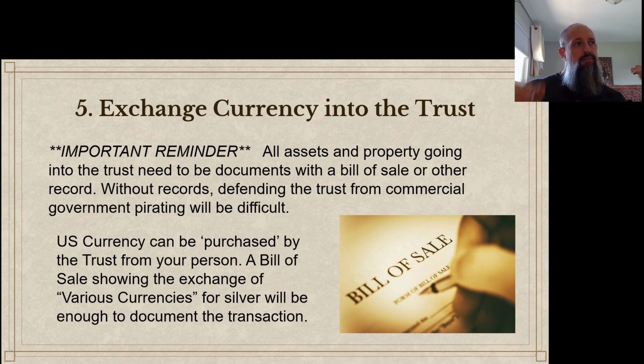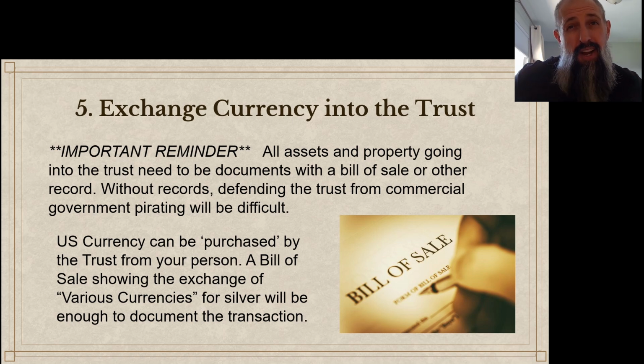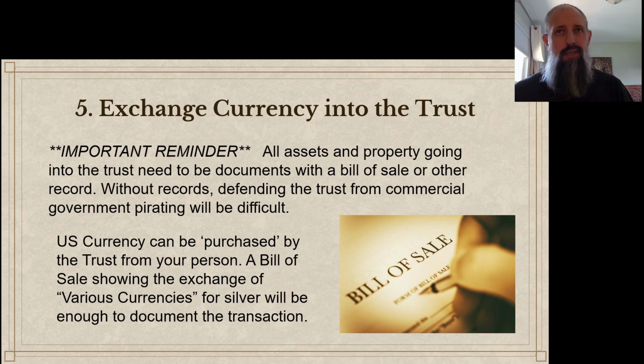Okay, now once you've picked it out and you're ready to open an account, you've got to make sure whatever money you deposit in that currency, the Federal Reserve note currency, has been brought into the trust already. So we're going to execute a bill of sale, and it's going to be basically silver for currency. Any amount. I wouldn't specify an amount. Say various amounts of U.S. currency, a lot of currency.